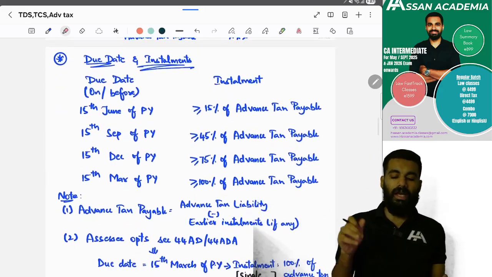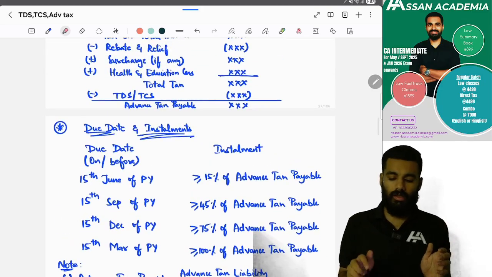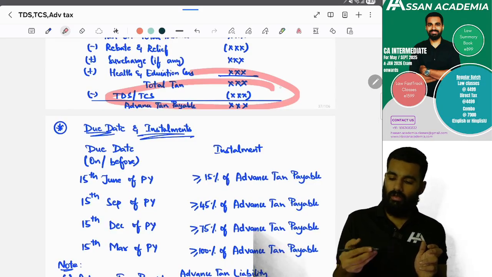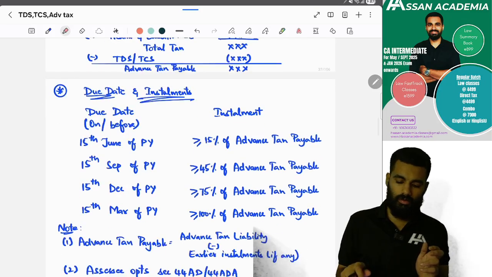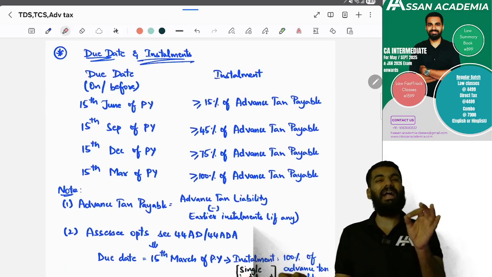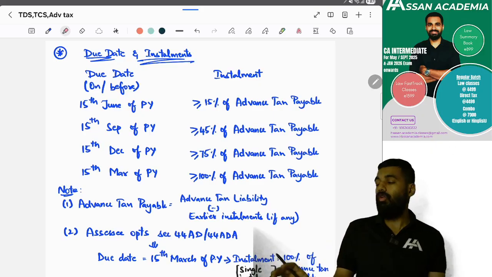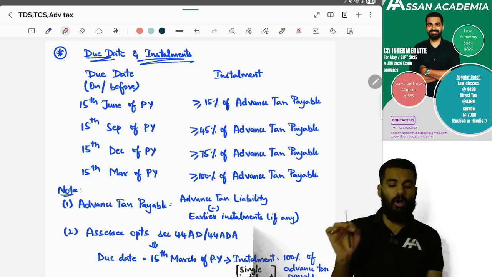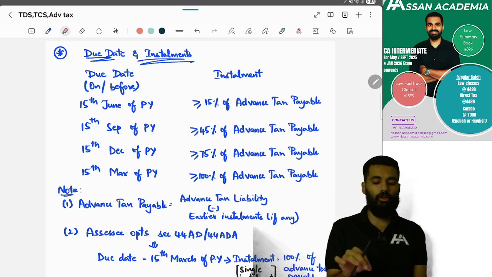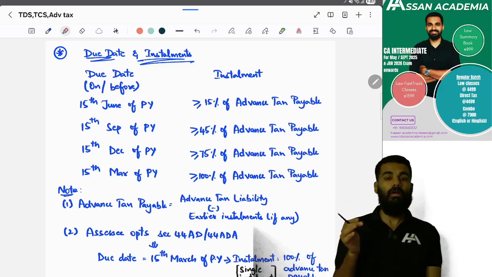And when will you pay to the government this advance tax payable amount? On 15th of June of the previous year, you will pay at least 15% of the advance tax payable. On 15th of September, at least 45%. On 15th of December, at least 75%, and on 15th of March, at least 100% of the advance tax payable.